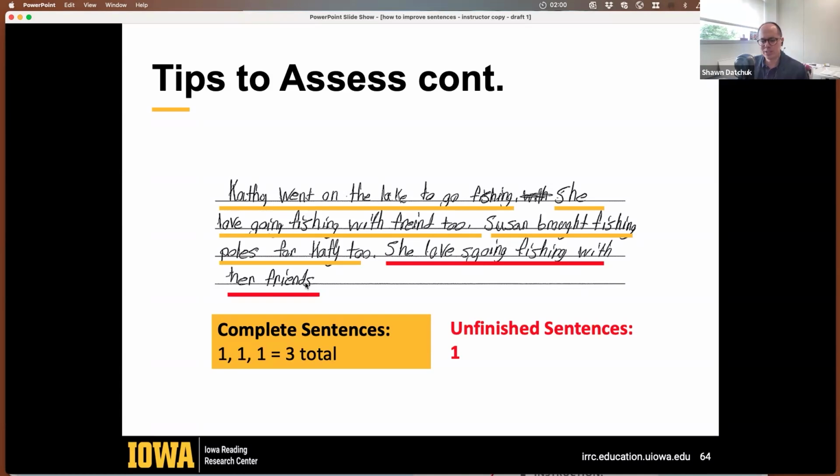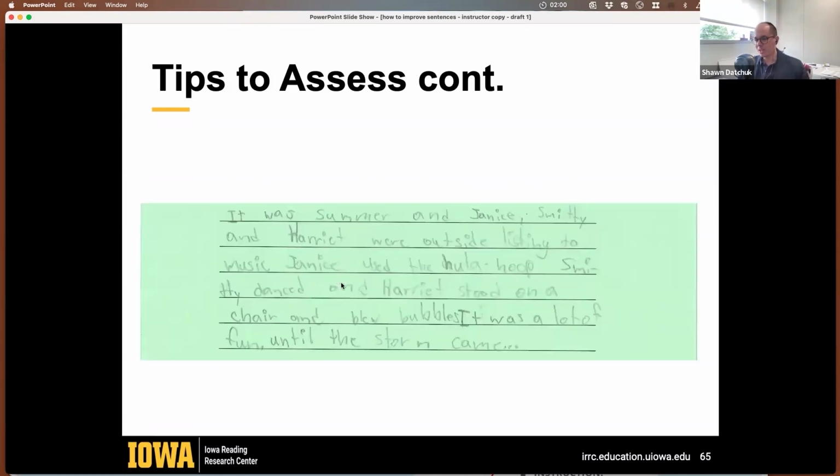So this is an unfinished sentence. Maybe they just ran out of time. But so, three complete sentences, one unfinished sentence. And then here's a right example.